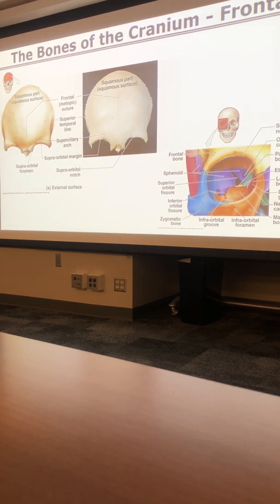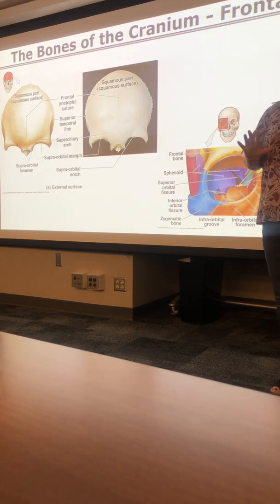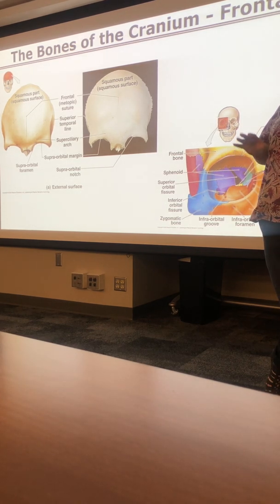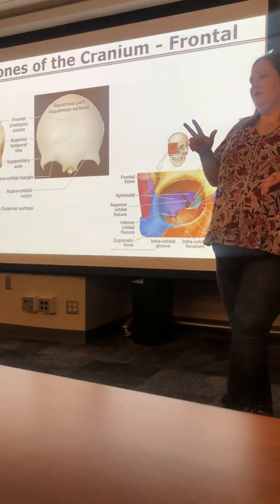The supraorbital nerve is a branch of the ophthalmic division, or the first division of the trigeminal nerve, which is cranial nerve number 5. Cranial nerve number 5 is our very large cranial nerve pair, and it has 3 divisions associated with it: the ophthalmic division, the maxillary division, and the mandibular division.